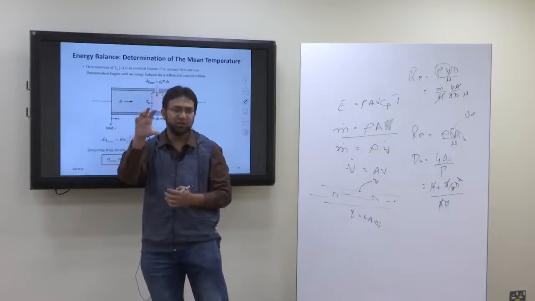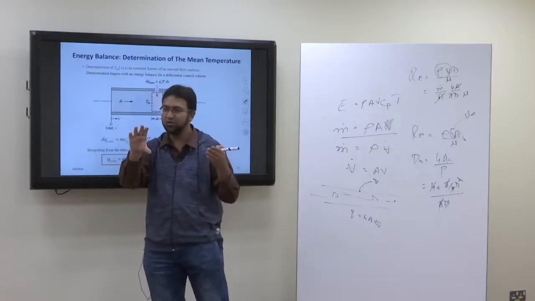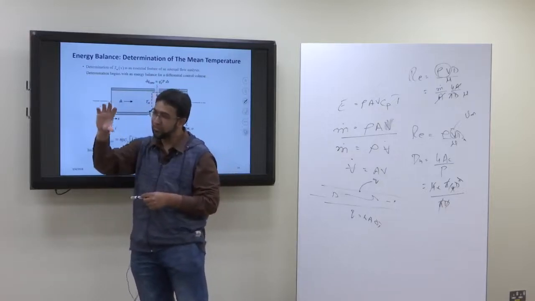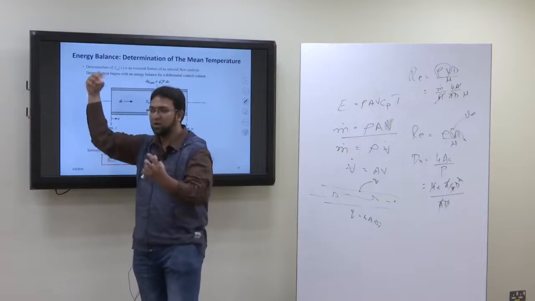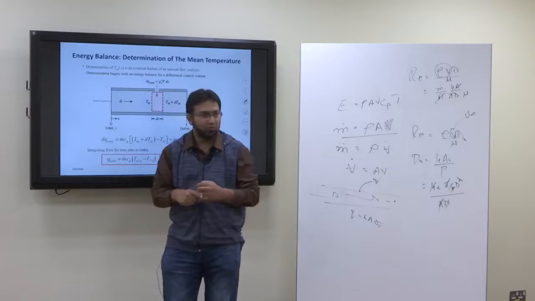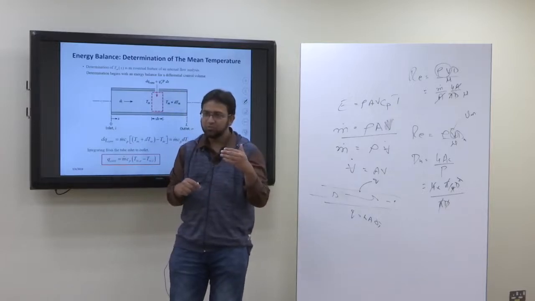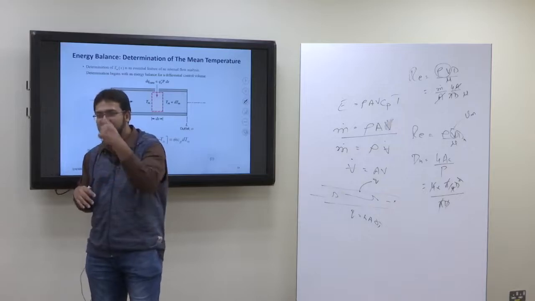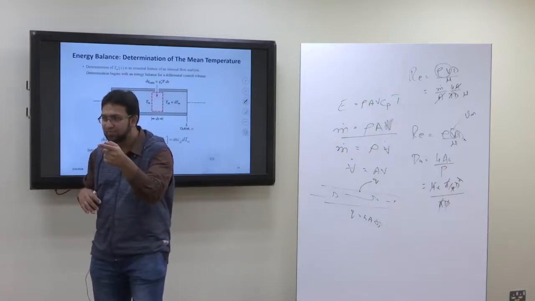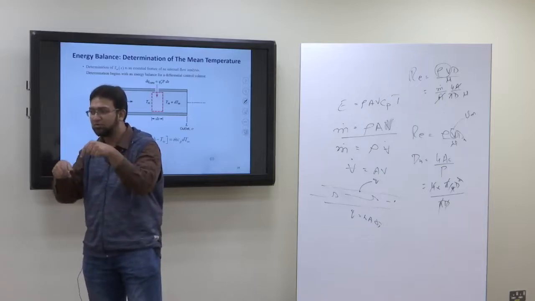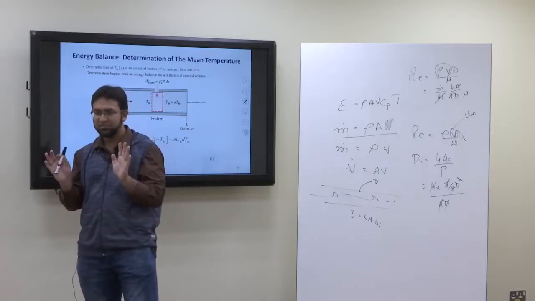So let's say the pipe is 100 degrees, and the water is 20 degrees. No, the pipe is 100 degrees. The pipe is hot. Okay, somehow we are heating it. Okay, pipe is hot, and water is cold. So as per the energy balance, the amount of heat convected by the pipe is equal to the amount of heat energy gained by the water. Make sense?